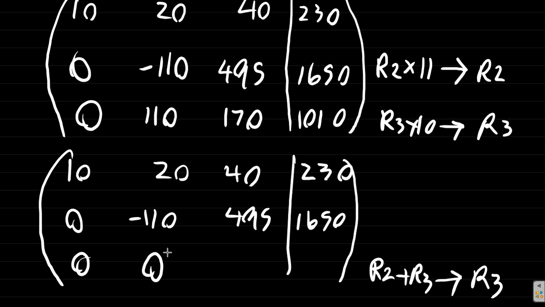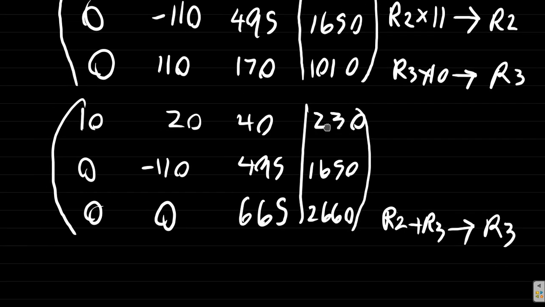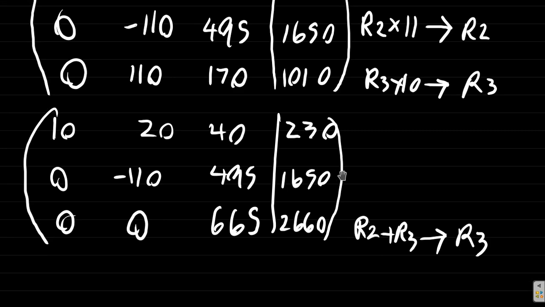Then 495 plus 170 gives us 665. See that? And then 1650 plus 1010 gives us 2660. Alright. So now we have it the way we want. Alright?